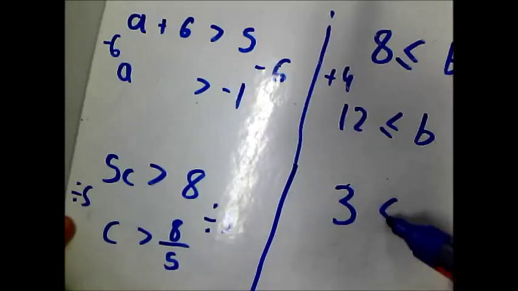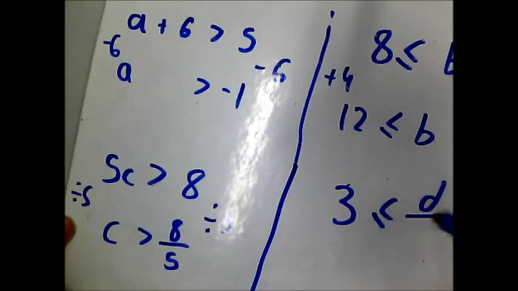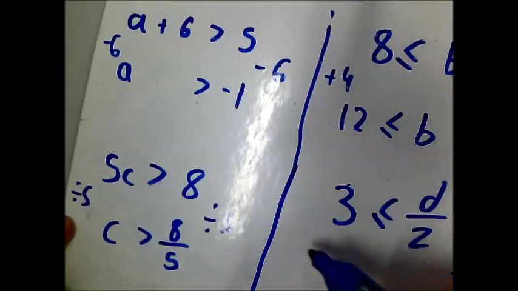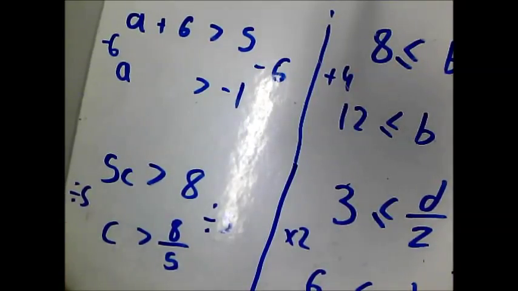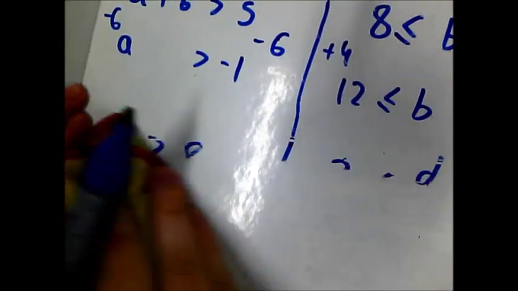Question 4, I have 3 is less than or equal to d divided by 2. So to get rid of that divide by 2, I need to multiply by 2. 3 times 2 is 6. It's less than or equal to d. Okay.